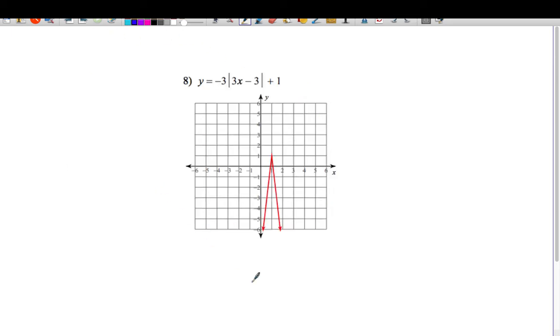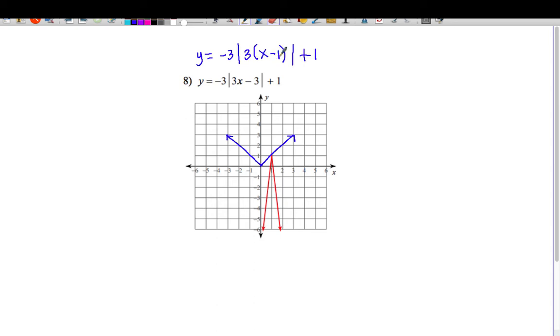And then let's look at this last problem that we have here. So again, we need to factor this out. So y equals negative 3 times the absolute value of 3 times x minus 1, plus 1. So let's begin by drawing the parent function first.